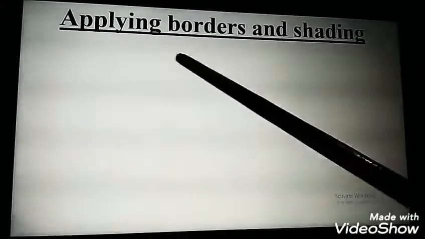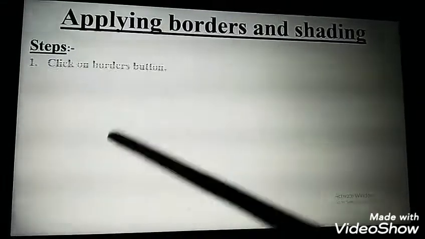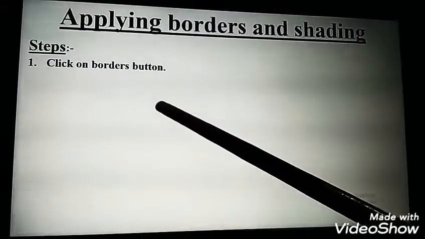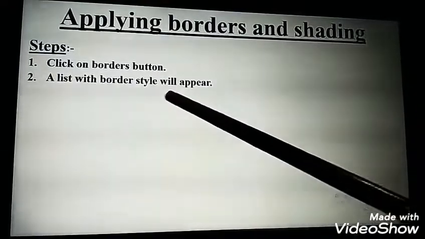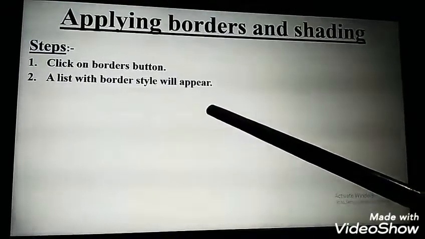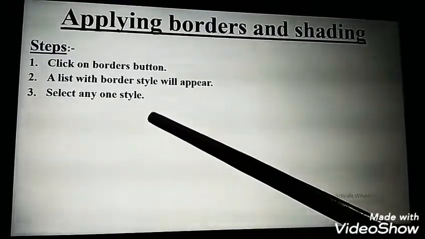Next is applying borders and shadings. Now we will learn the steps to apply borders and shadings. The first step is to click on the Borders button. Then a list with border styles will appear in front of you. Then select any one style which you want.